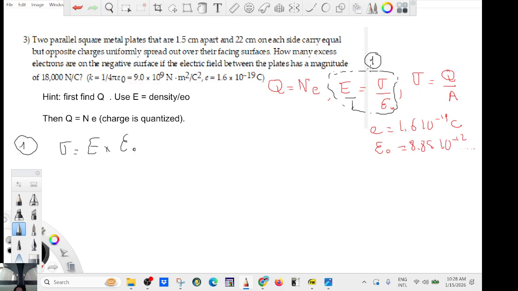I'm just using this equation, plugging in. So 18,000 divided by 8.85 times 10 to the negative 12. That's going to give me 1.59 times 10 to the negative 7, right? Negative 7?